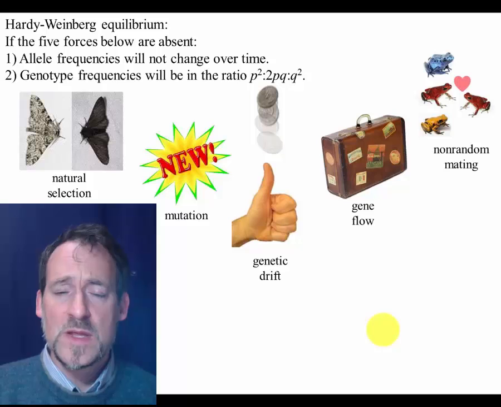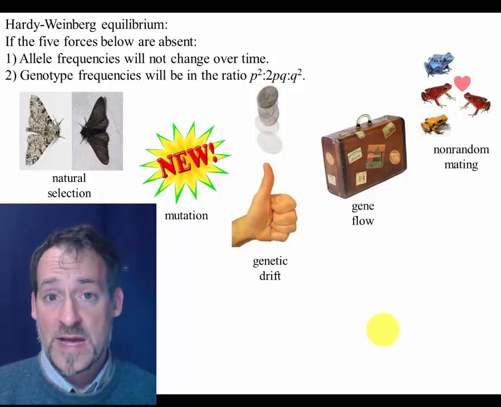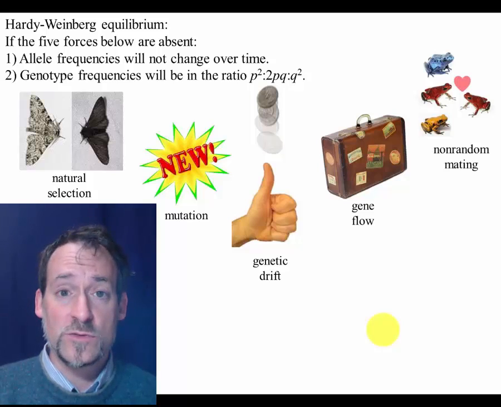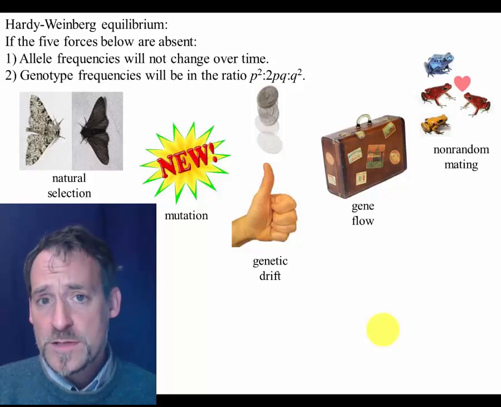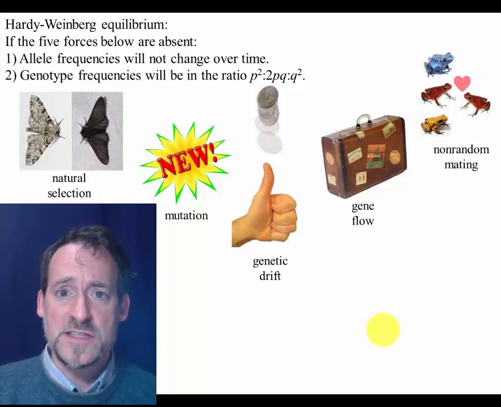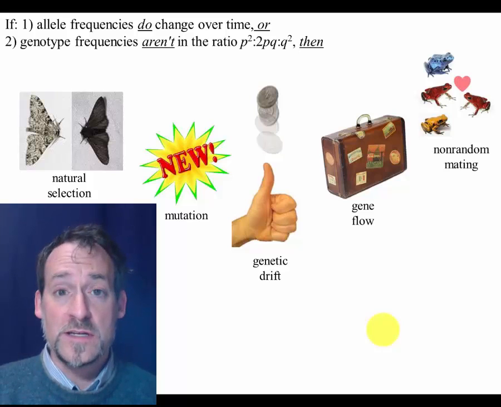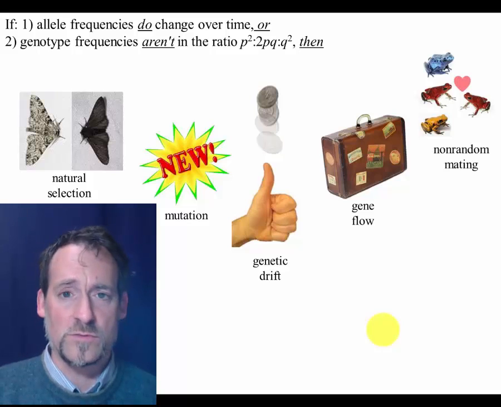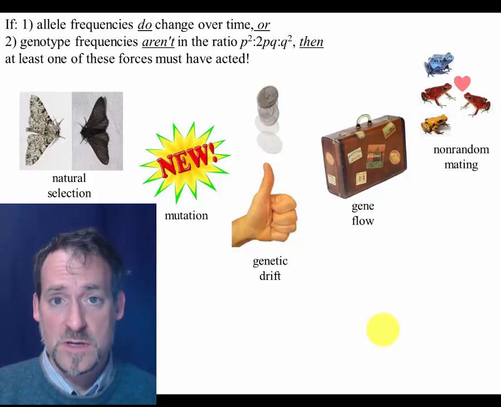And second, genotype frequencies would be just what you expect if we were pulling alleles out of a bag. The genotypes will be in the ratios p squared to 2pq to q squared. If you flip this around, the logic is that if allele frequencies do change over time, or if the genotypes are not in those ratios, then at least one of these 5 mechanisms must be at work in a population.